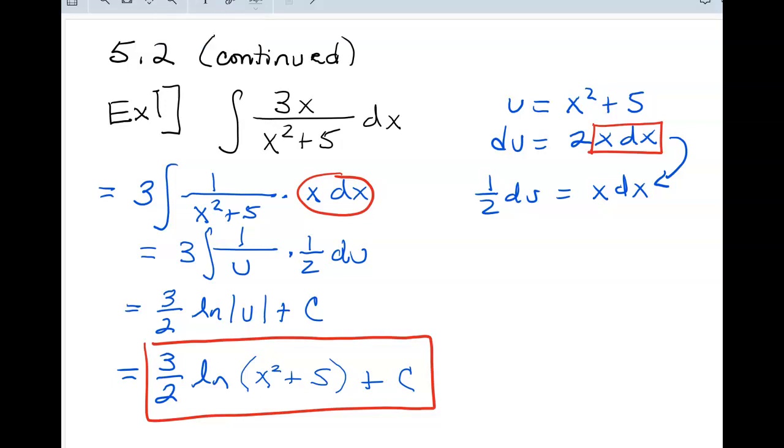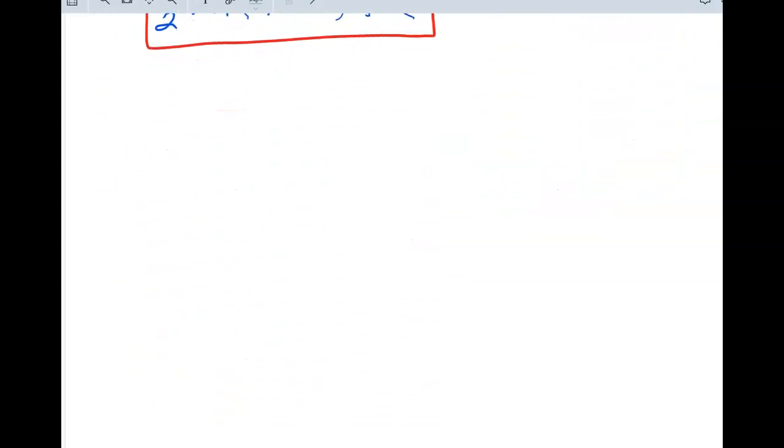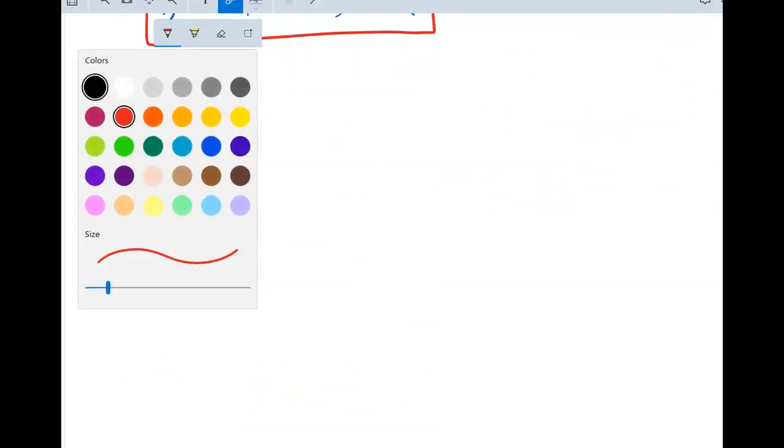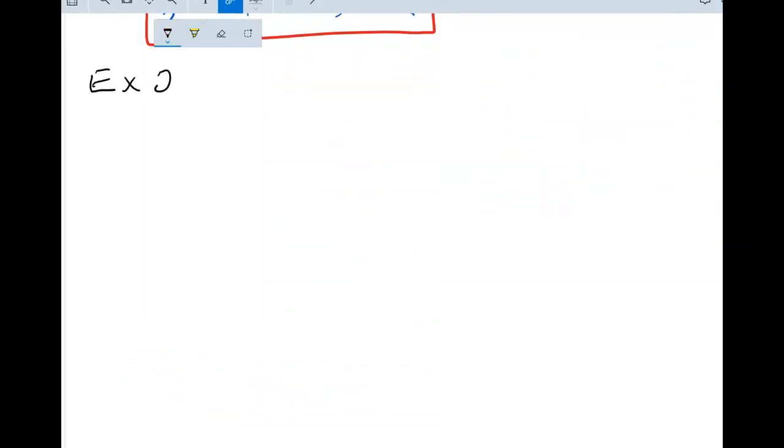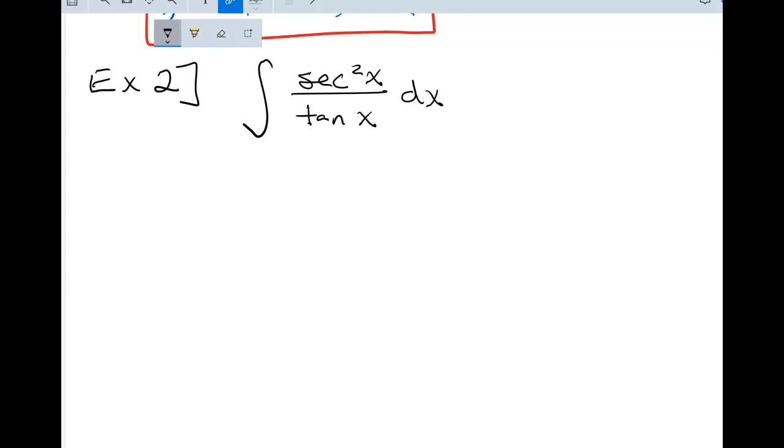All right, let's move on to another example. In example 2, we have the antiderivative of secant squared of x over the tangent of x with respect to x. So again, for a substitution, we're looking for a quantity whose derivative is conveniently lying around nearby in the integral. So we can let u equal tangent of x, and our du is secant squared of x dx.